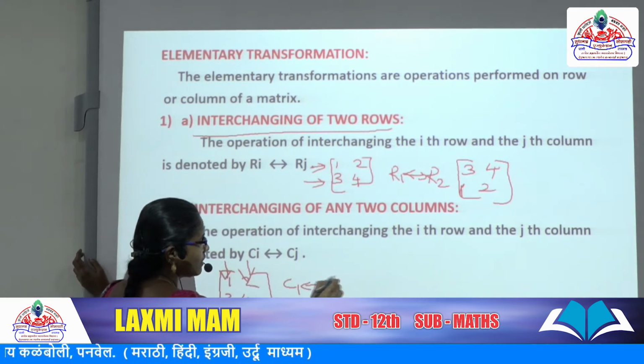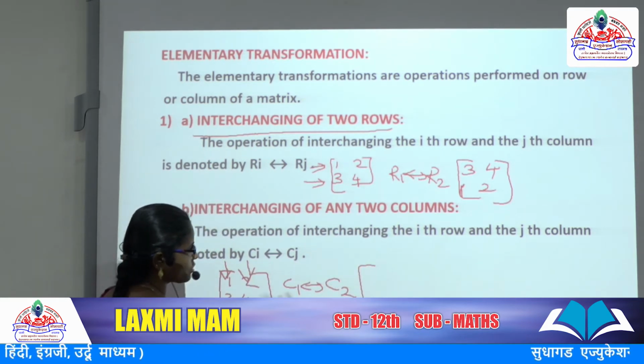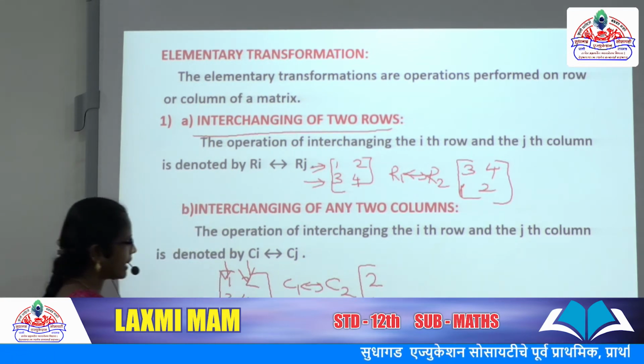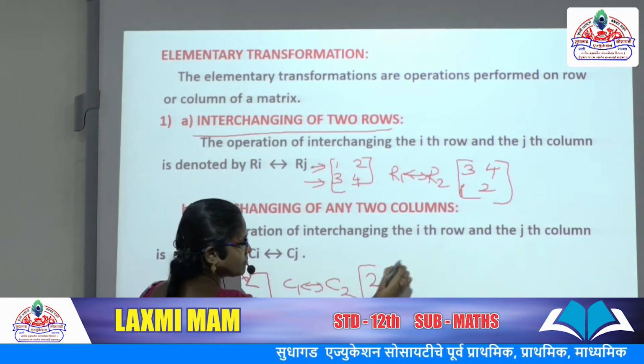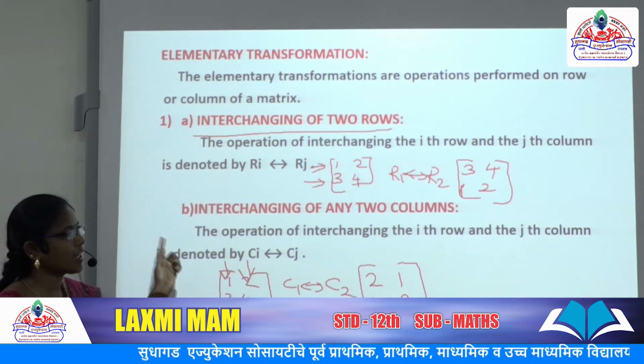C1 interchanging with C2. Then the second column, we have 2 and 4. It comes to the first column. And the first column, 1 and 3, comes to the second column. This is interchanging rows and interchanging columns.